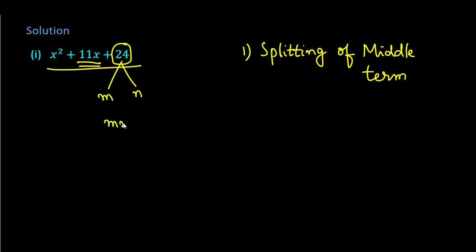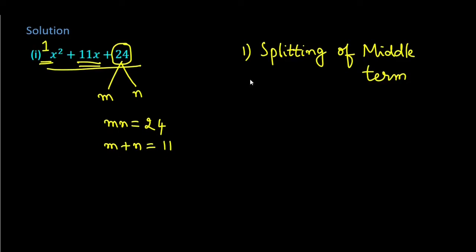M into n, the product of those two factors should be equal to 24, and sum of those factors should be equal to 11. The product of the factors should be equal to the constant term. Here, the coefficient of x square is 1, so we will take only the constant term. We find two factors of the constant term whose sum is the coefficient of x term. Now we have to find two factors of 24 whose sum is 11.